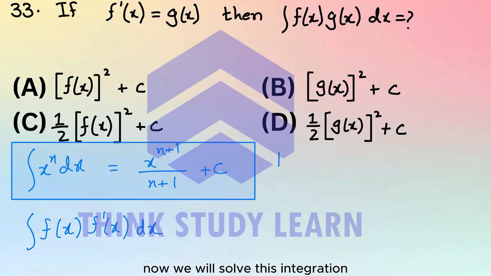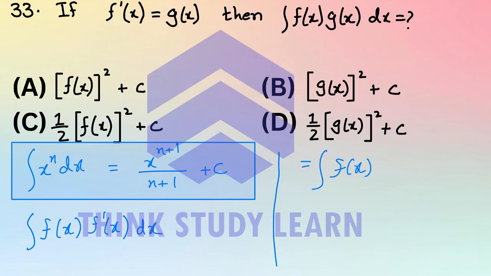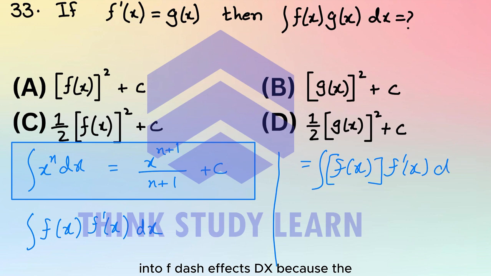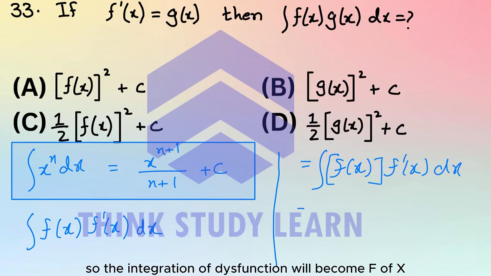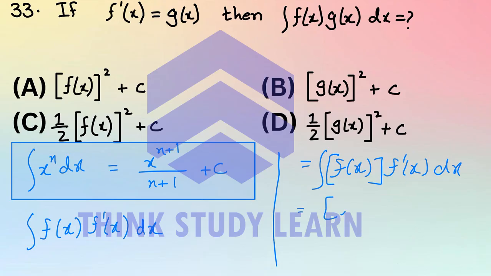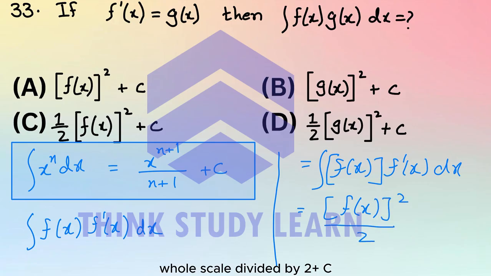Now we will solve this integration. ∫f(x)·f'(x) dx, because the derivative of the function is present in the equation here, so the integration of this function will become (f(x))²/2 + c. So C option, 1/2 × (f(x))² + c, is the right answer.